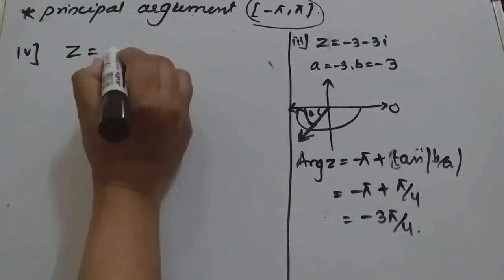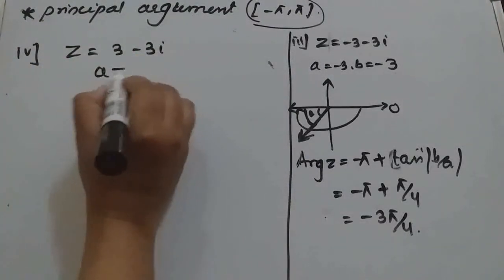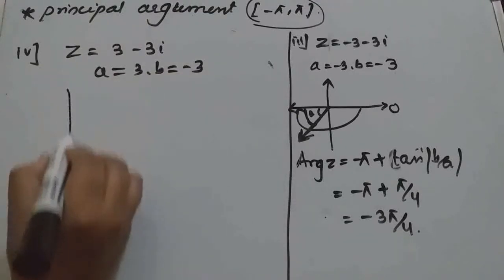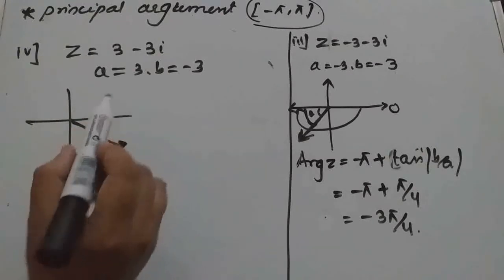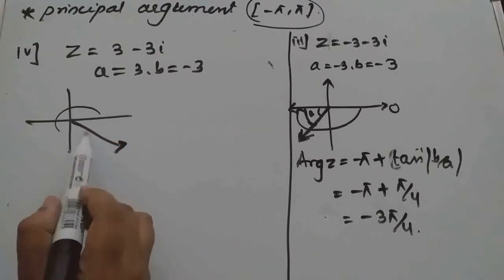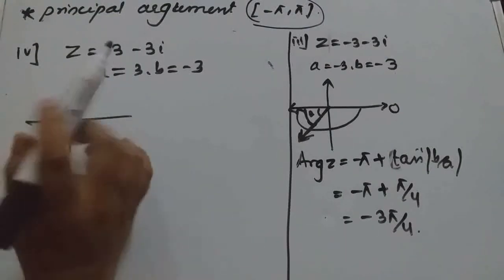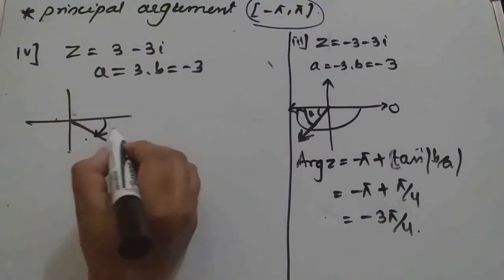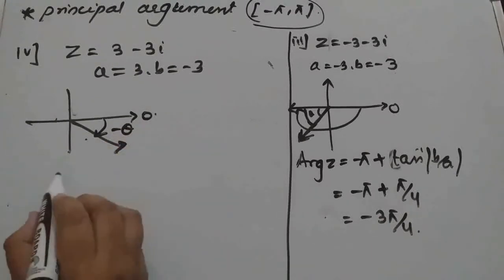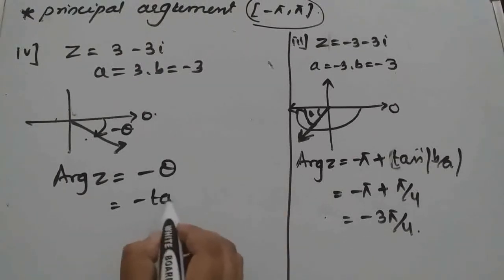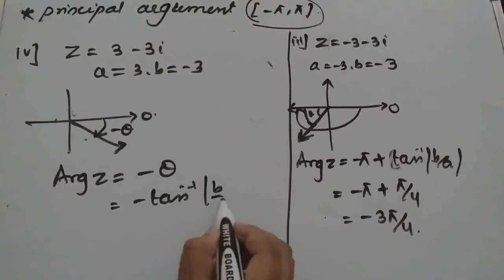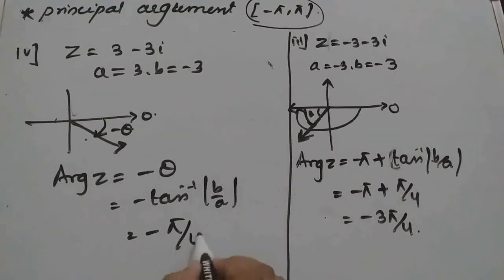Suppose z is 3 minus 3i. So a is 3 and b is minus 3. That means it will lie in the fourth quadrant. Okay, so now from 0 to 2 pi we were counting like this, but now in principal argument we should count this. So minus theta, isn't it? So we can write argument of z is minus theta, that is minus tan inverse mod b by a, that is minus pi by 4. So remember this, only in case 3 and case 4 it will be different.